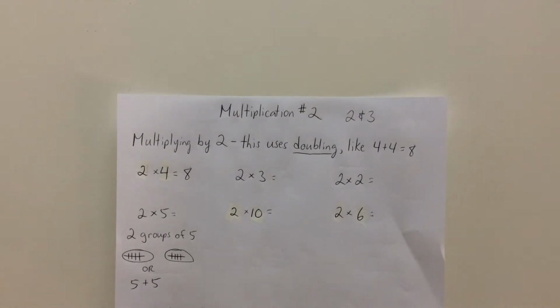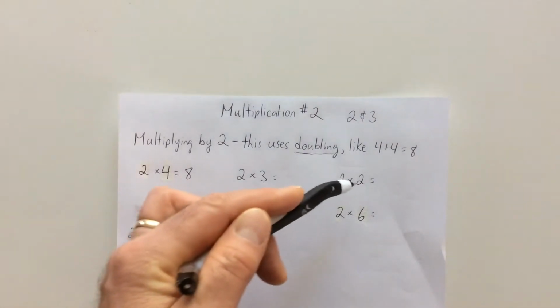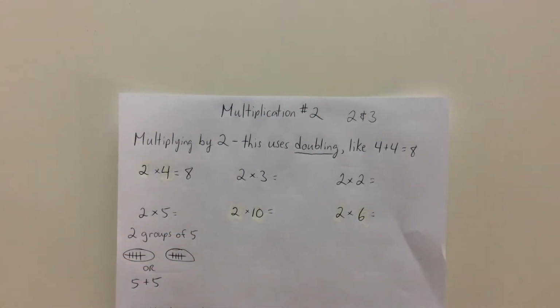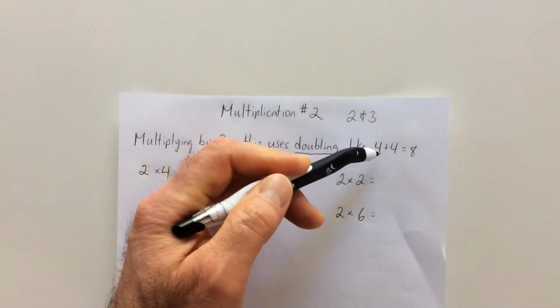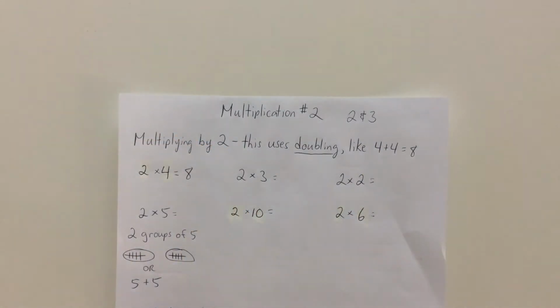So if you want to pause and think about those answers, again, you're just doubling that other number. Just double that other number and you'll get your answer. Or add the 2 similar ones like I did here. So this would be 3 plus 3, 2 plus 2, etc. Okay, so let's go over those answers.